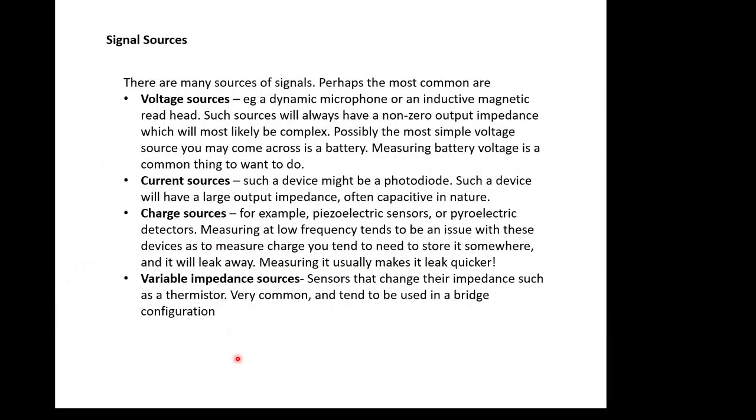So signal sources. There are many different sources of signals. We'll understand voltages. We'll be very familiar with voltages going forward. We'll have heard of current sources. We may not be quite so familiar with them. We may have heard of charge sources, and we certainly won't be very familiar with those. And then there are these other strange things called variable impedance sources as well. And they're quite interesting things to look at. So voltage sources, microphones, all kinds of complex impedances involved.